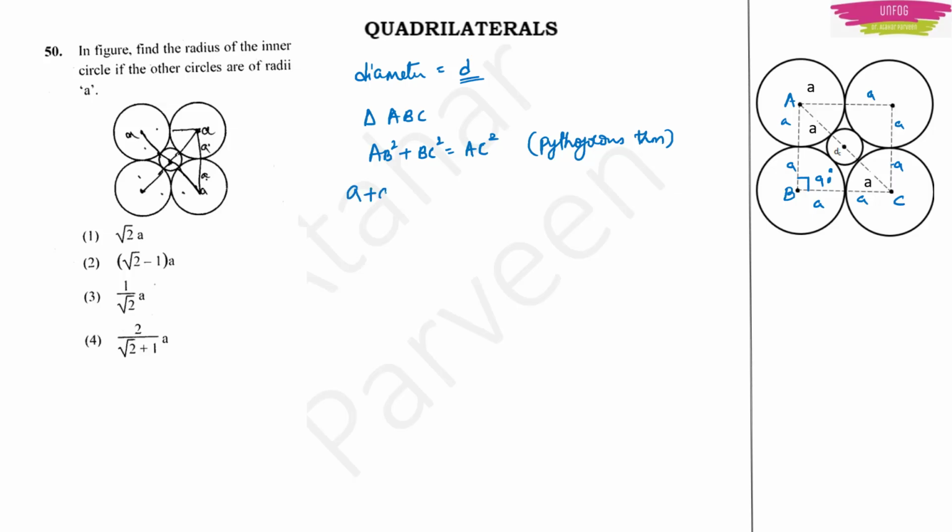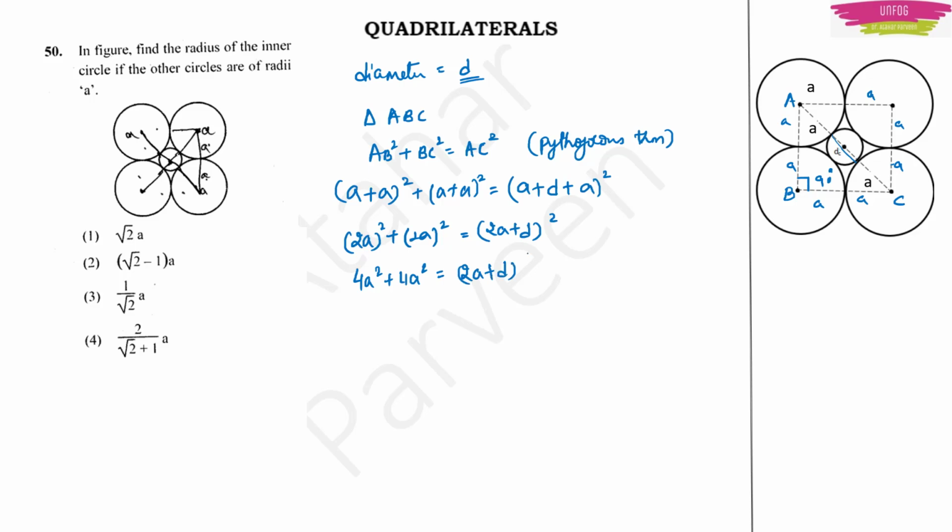So AB will be A plus A whole square, and BC will also be A plus A whole square. Then what will be AC? See, for AC you have to be careful. It is A plus d plus A whole square, because we have this diameter in the middle. Now I have 2A whole square plus 2A whole square is equal to 2A plus d whole square. So here I have 4A square plus 4A square, and here I'll keep it as it is, 2A plus d whole square. So I have 8A square is equal to 2A plus d whole square.